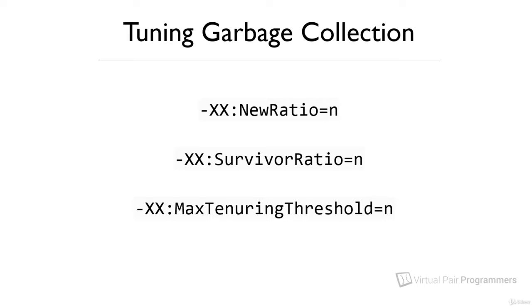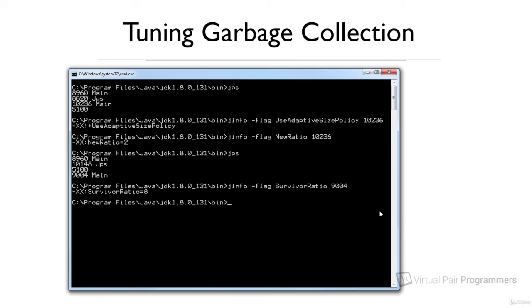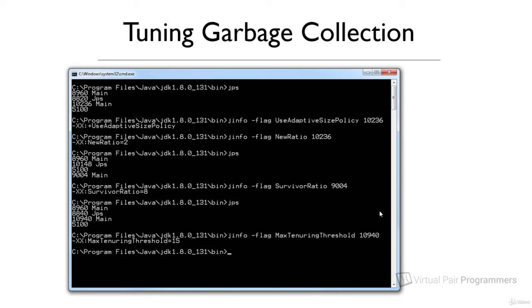So let's again find out the default value. I'll go to the console. We'll need to rerun JPS first of all to get a new process ID. That's now 10940. So when we run JInfo, we want to know the value of the flag max tenuring threshold. And the process ID is 10940. And we're told the answer there is 15.